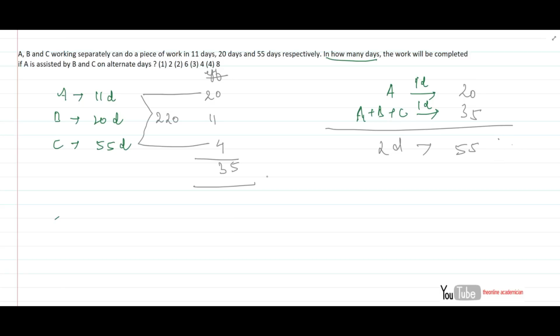So we have to find out how many days, and we know total work is 220. What should be multiplied by 55 to get 220 or nearby it? So if we multiply 4 on both the sides, we will get 8 days. In 8 days we are able to complete the whole work 220. So we are getting 8 days as our answer. We are not getting any fraction. This is our whole answer.